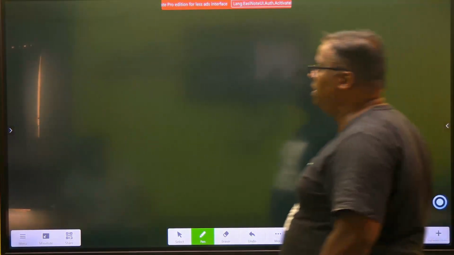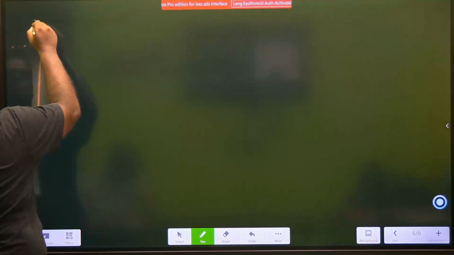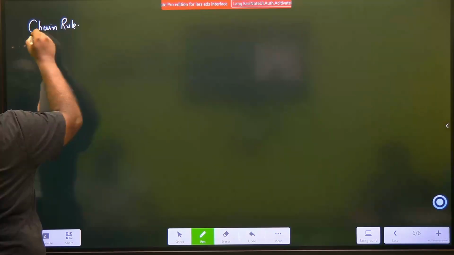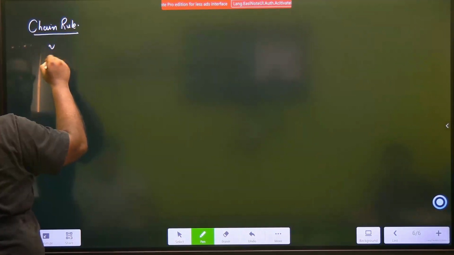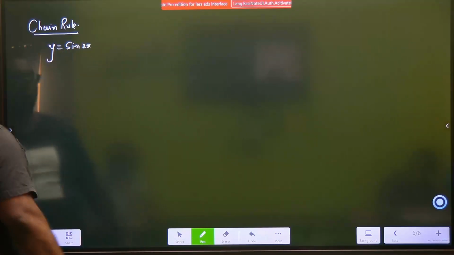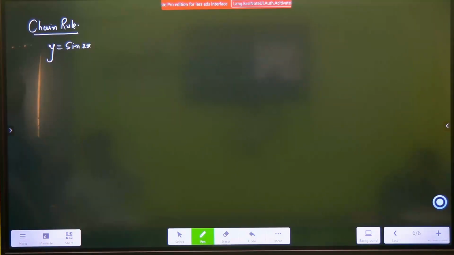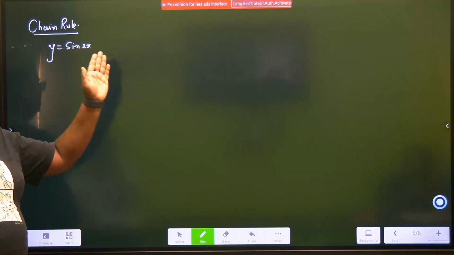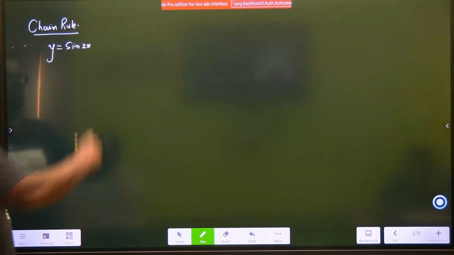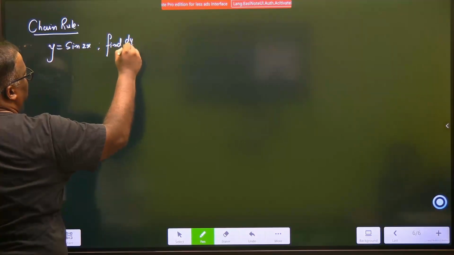So let's see what is the basic of chain rule. No substitution, nothing. Straight away, you will be able to do chain rule. Suppose somebody has given me a function y equal to sine 2x. What do I understand from here? 2x is the angle. Sine of 2x. Like sine 30, here 2x is 30. Have you understood? And they are asking me, find dy by dx.